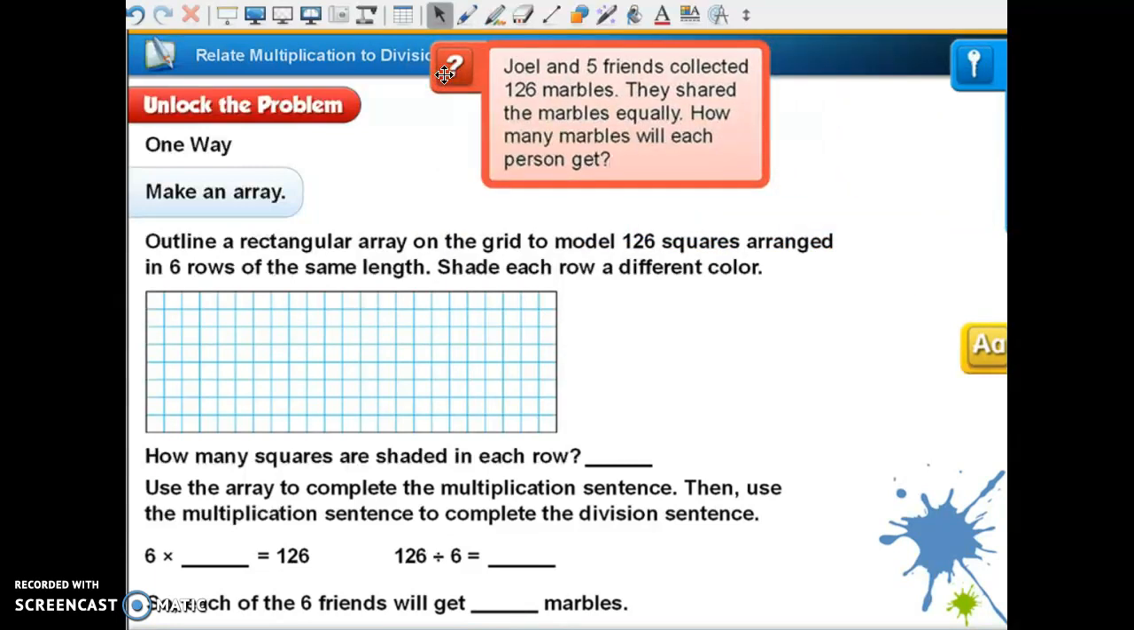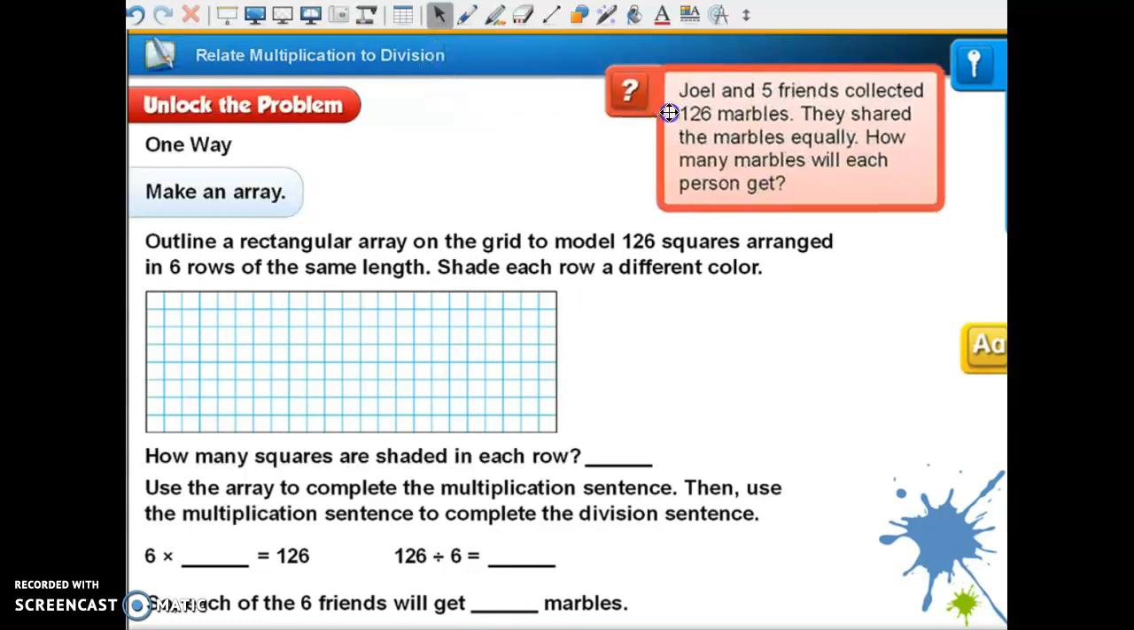Joel and 5 friends collected 126 marbles. They shared the marbles equally. How many marbles will each person get?